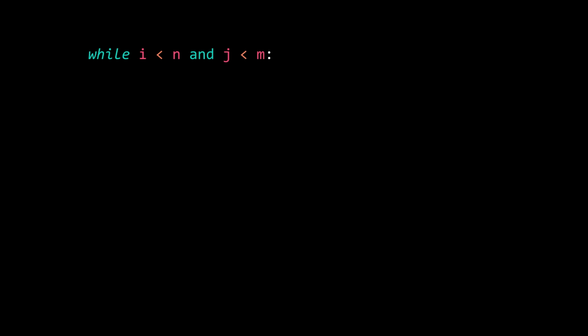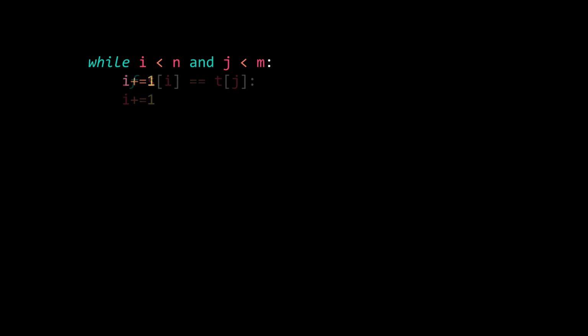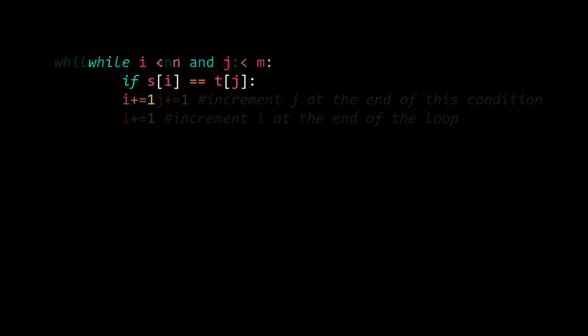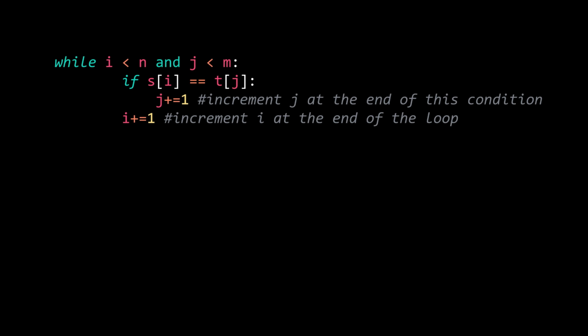In the outermost loop, we will be incrementing i in the end. Now, we have to think of when would j be incremented, and for that, we have to check this condition. And the condition is if s of i is equal to t of j. If this condition is matched, we will increment j at the end of this condition. This tells us that we found the character from t which is also present in s.